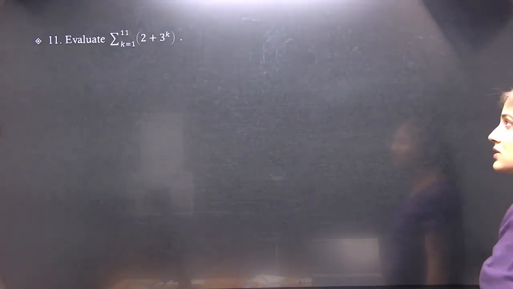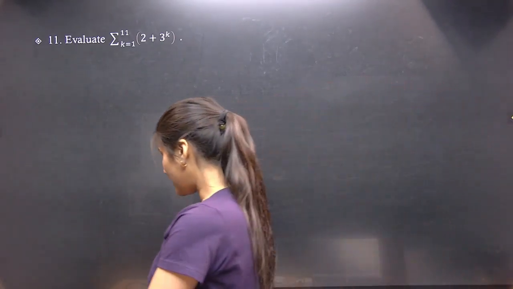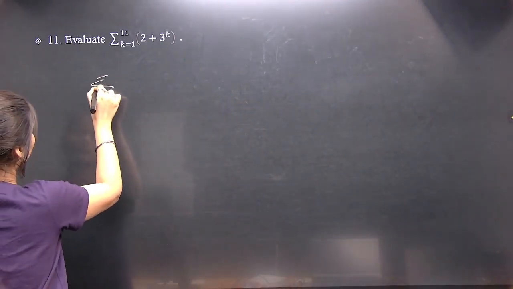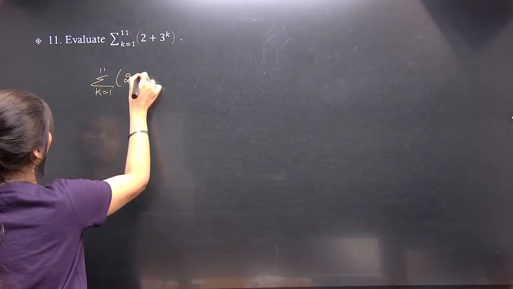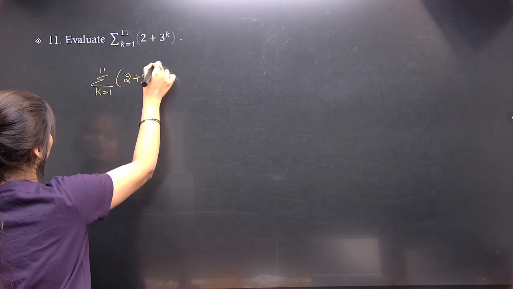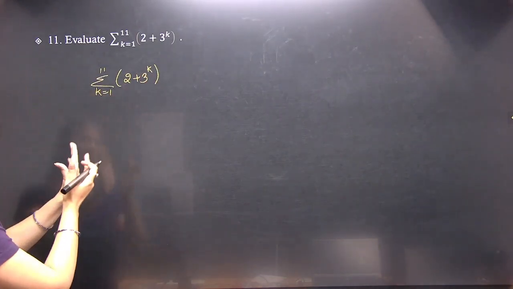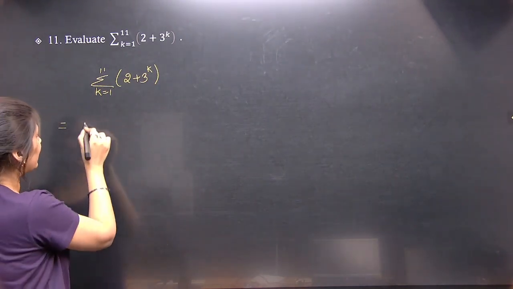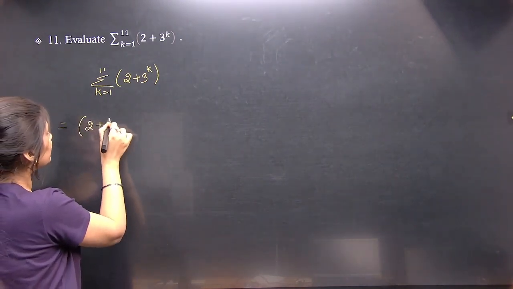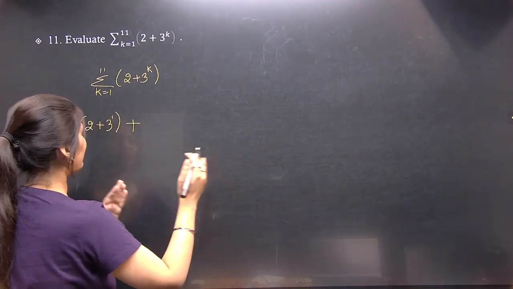This question is quite different. It says evaluate the summation, k equal to 1 to 11, of 2 plus 3k. It means that you have to put the value of k from 1 to 11 in this expression. So if I put the value of k as 1, it will give 2 plus 3 to the power 1. Summation means sum. Every time you have to add.